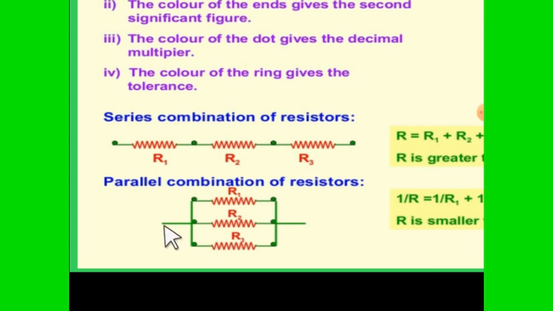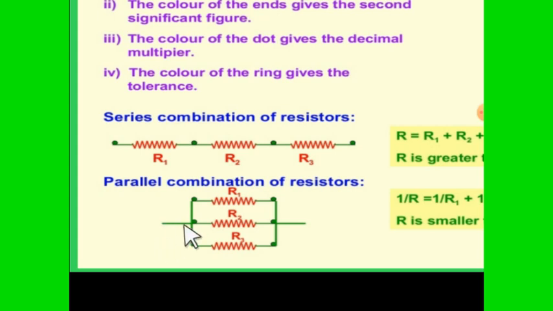And the sum of the current flowing across these different resistors. Let's take it that I1 is the current flowing through this resistor R1, I2 through this R2, and I3 the current flowing through this R3. Then the sum of these currents, I1 plus I2 plus I3, flowing across these different resistors will be equal to the total current flowing in the circuit.